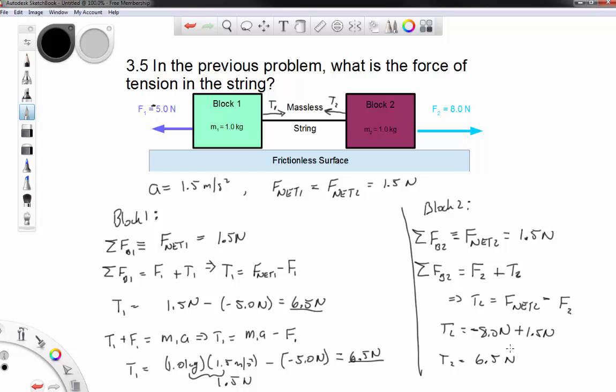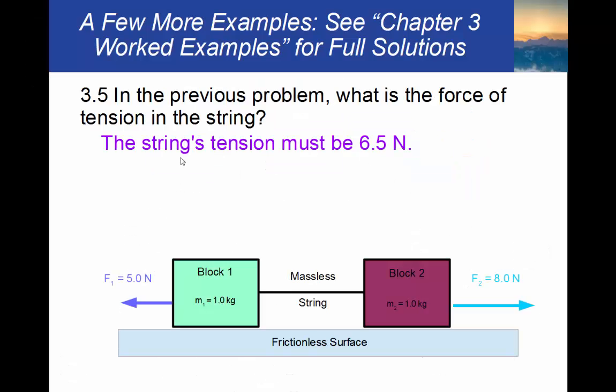And if we did it using Newton's second law, F equals ma, we'd come up with the same answer. This, of course, is a negative number because it is pulling to the left. This one was positive because it's pulling to the right. Usually when we ask what is the force of tension in the string, we simply mean what's the magnitude. So the magnitude is sort of the absolute value, and you notice that it's 6.5 for all of these. So we would say the string's tension must be 6.5 newtons.